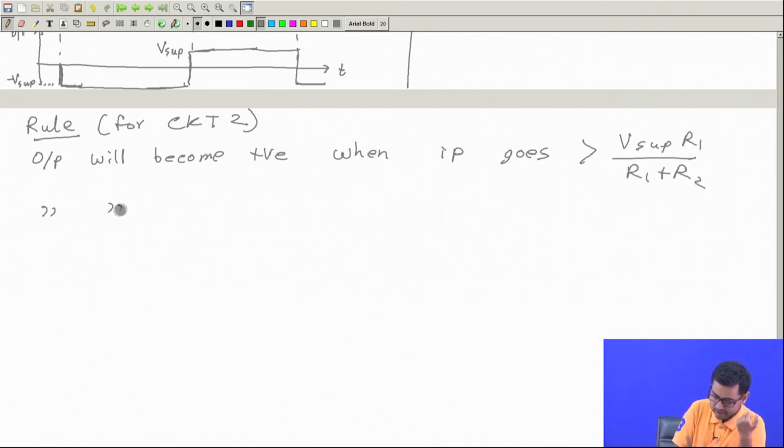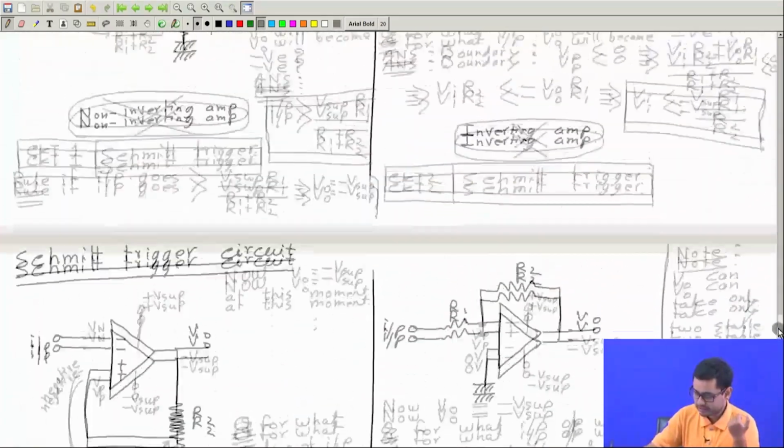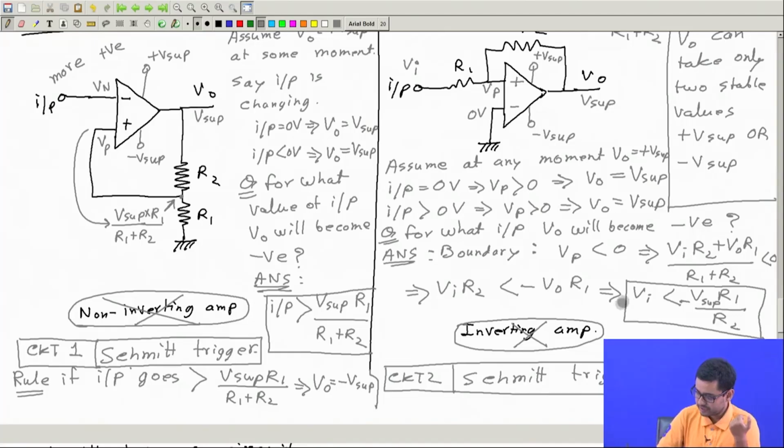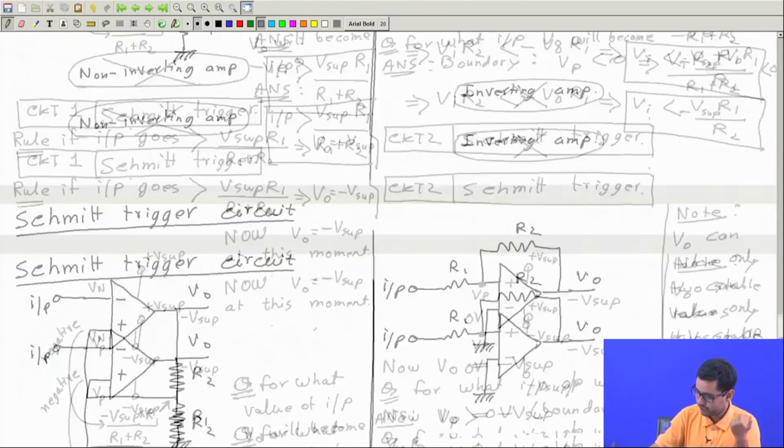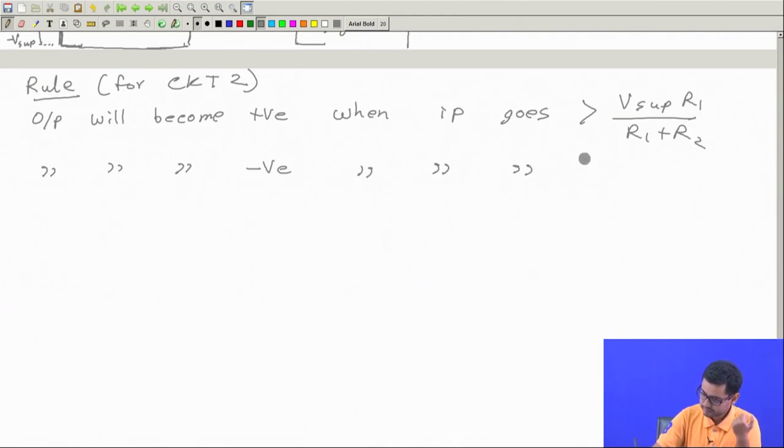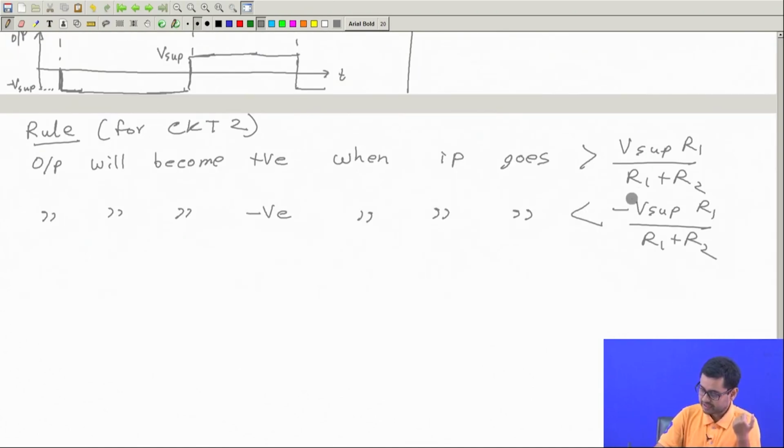Similarly, output will become negative when input goes, let us see, it is written here, minus V supply R1 by R2, below. Okay. So, that means this I can call the upper trigger point, this I will call the lower trigger point.